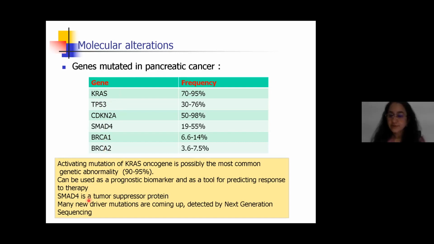SMAD4 is a tumor suppressor protein, and many new driver mutations other than these are coming up, detected by next generation sequencing. And these may be the way forward in the future, where you can resort to molecular testing, especially on the cytology material, because it can be done on the FNA sample.